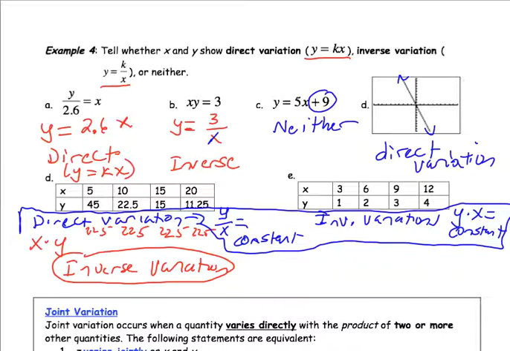Let's do the last one. So now we're going to look at, is x times y a constant, or is y divided by x a constant? So if you look at x times y, here we're getting 3 times 1 is 3, 6 times 2 is 12. So it's not inverse variation. And for direct variation, y divided by x in each one of these cases is 1/3, which is the same as 2 over 6, which is the same as 3 over 9, which is the same thing as 4 over 12. So this is an example of direct variation.